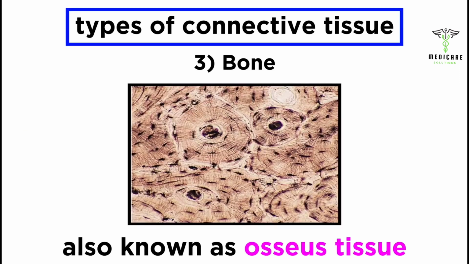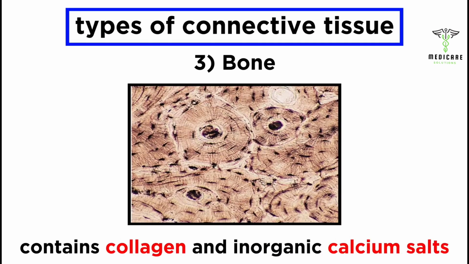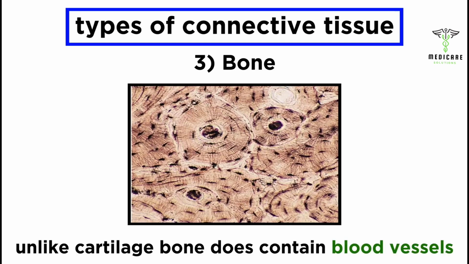Next, let's take a look at bone. As we know, bone or osseous tissue is much harder than cartilage or connective tissue proper. The matrix of bone is similar to cartilage in that there is lots of collagen, but there are also inorganic calcium salts, and that's the component that makes bone so hard. Another difference is that unlike cartilage, bone does contain blood vessels.